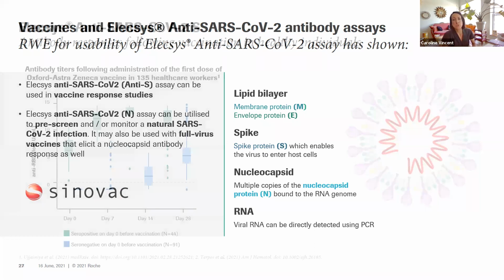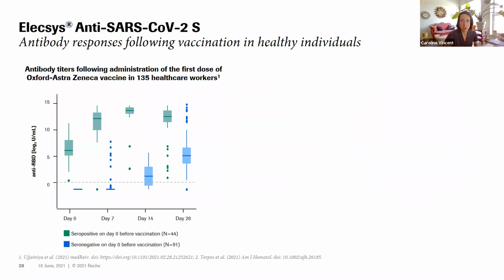I'll now show you some data from a few publications which use the Roche Elecsys NTS assay to monitor the production of antibodies after vaccination in healthy individuals. Here, antibody titers were measured over 1 month after the administration of the first dose of the AstraZeneca vaccine in a group of 135 healthcare workers. Among this group, there were 44 subjects who already had antibodies prior to receiving their vaccine, shown in green, and the remaining 91 subjects were seronegative prior to vaccination, shown in blue.